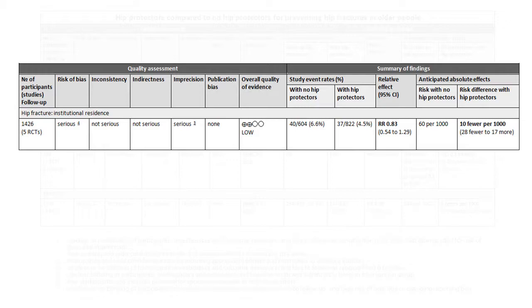Now taking a look at the summary of findings sections of the table, these two columns report the total number of events in the control group, those randomized to not use a hip protector, and in the intervention group, those randomized to use a hip protector, summed across the 5 studies.